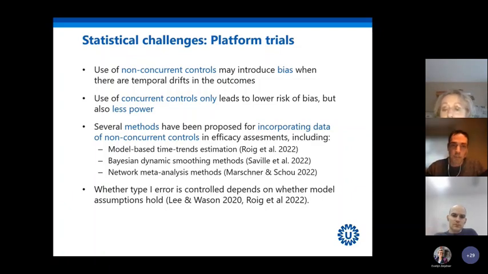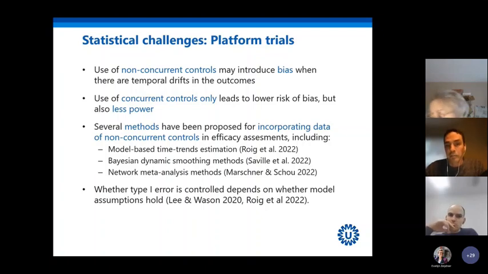And recently, there have been some methods proposed for incorporating data of the non-concurrent controls. What they typically do is use some modeling, either Bayesian or frequentist or network meta-analysis models, to model the response over time, and they basically adjust for that. You could also use a more simple analysis where you adjust for the patient characteristics that are changing over time. But still, the issue is whether your type 1 error is controlled or not. That strongly depends on whether the model assumptions hold.